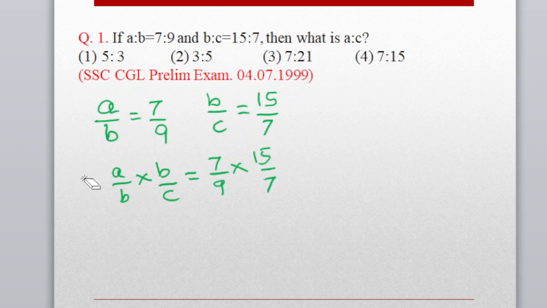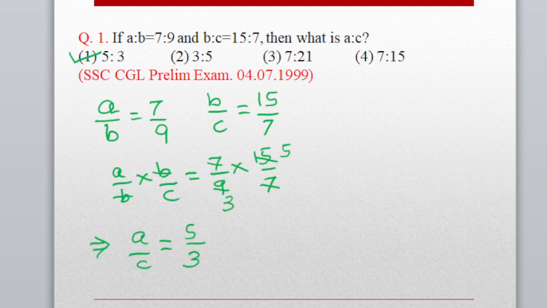So this is the first line. Here we should not write the imply symbol. Now this B cancels this B and this 7 cancels this 7. So 3 3s are 9, 3 5s are 15. So this implies A by C is equal to 5 by 3. That means A is to C is equal to 5 is to 3. That means here option 1 is the right answer.